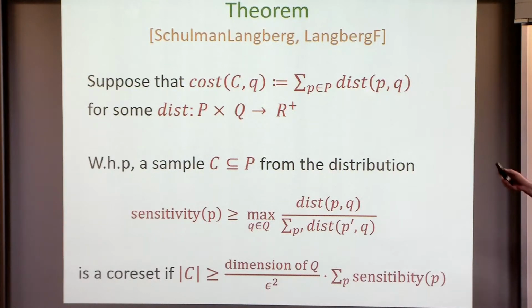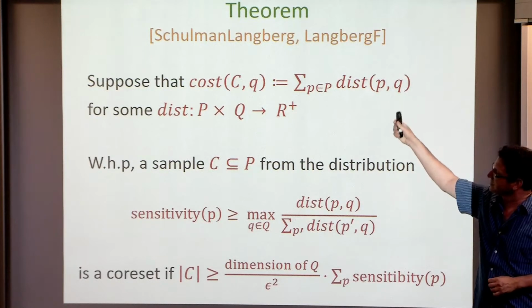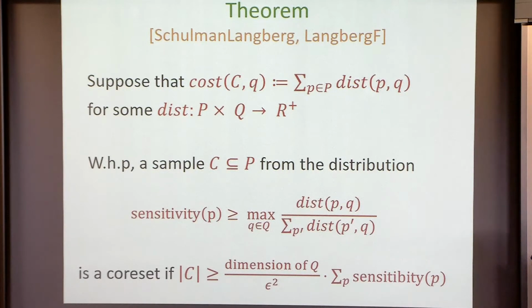The first idea of using sensitivity was by Schulman and Langberg. And with Langberg, we generalized it to more general function sets. Schulman and Langberg showed it for the k-means problem. So suppose that the cost is just the sum of distances, where distance is essentially just a positive function. I don't care exactly what it is. It does not have to be a distance function, actually, any function.